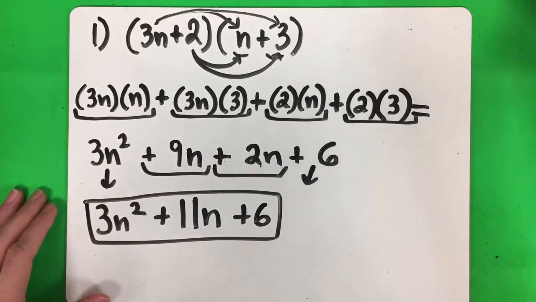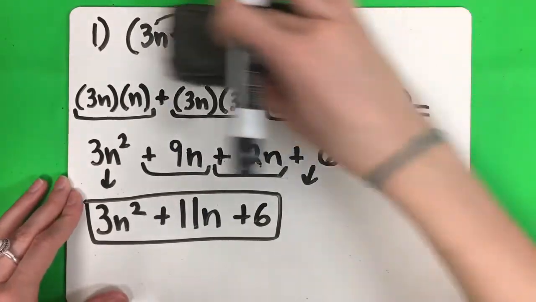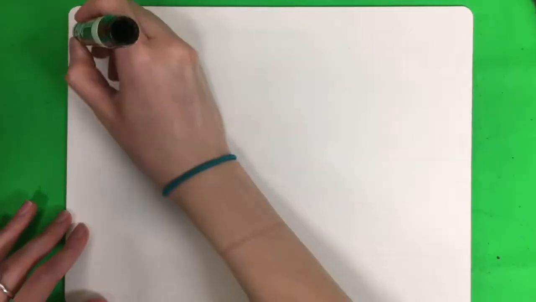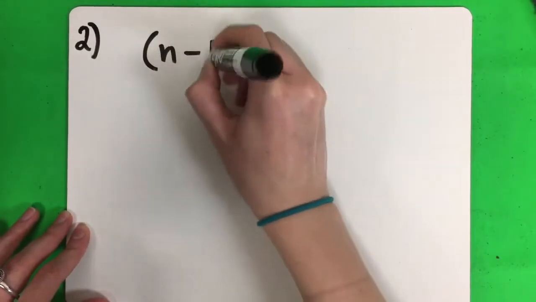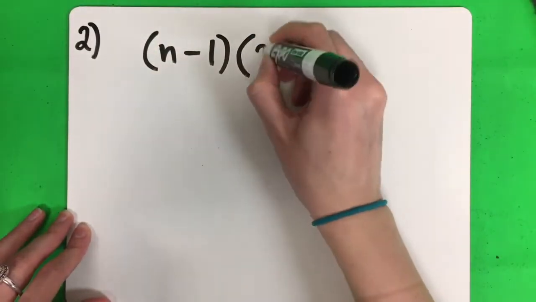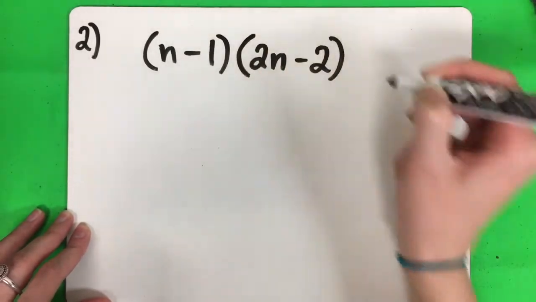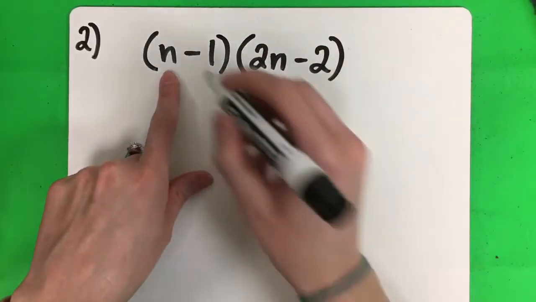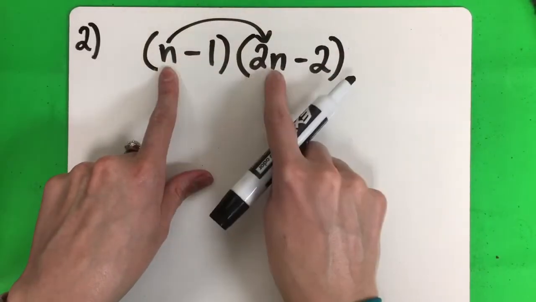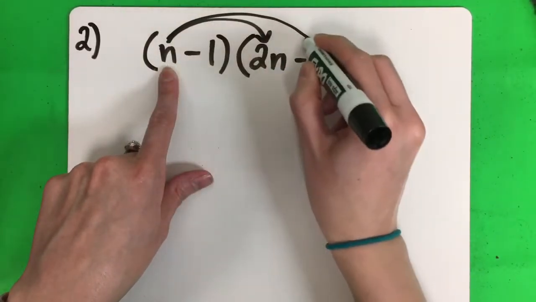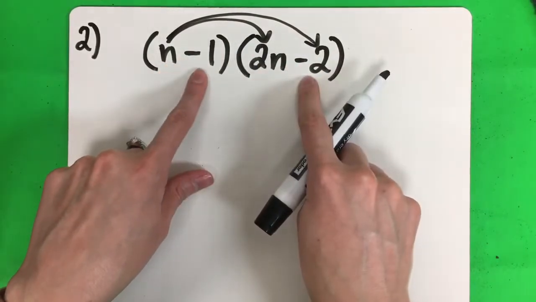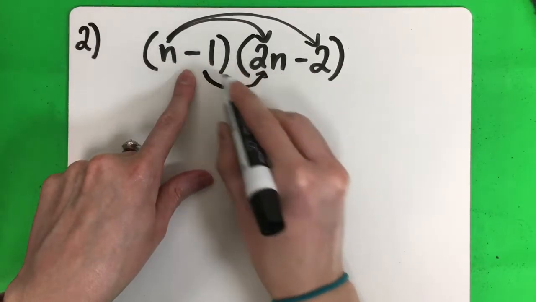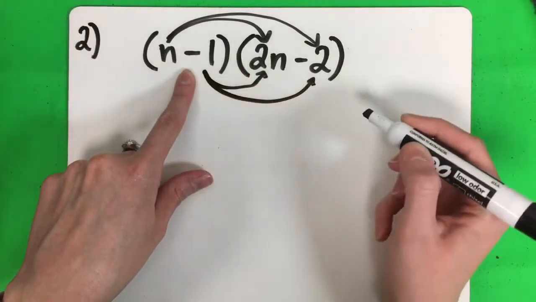Okay, let's do another one. I'm going to go ahead and erase. Make sure that you copied everything. Number 2, here we go: (n - 1)(2n - 2). Again, we're going to do the first term, n, times the first term here, and then again times negative 2. So n times 2n, and again n times negative 2. Now negative 1 times 2n, and again negative 1 times negative 2.